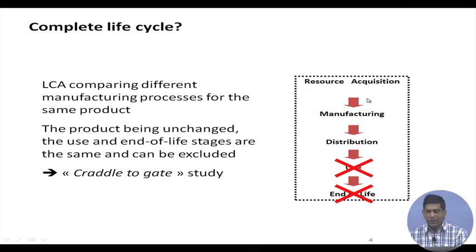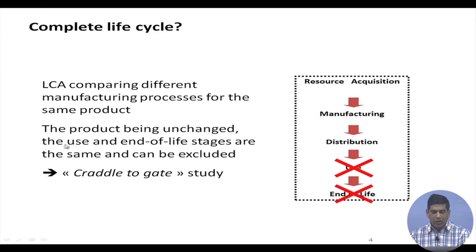So one can make an argument, and that's a very valid argument. In those kinds of scenarios where you don't go all the way to the end, if you are doing only resource acquisition, manufacturing, distribution, and no use and end of life phase, that's where we are just from the cradle to the gate. As you can see here, we are not taking the use phase and the end of life phase. There is no disposal or recycling, composting, waste to energy, those things are not coming in here.